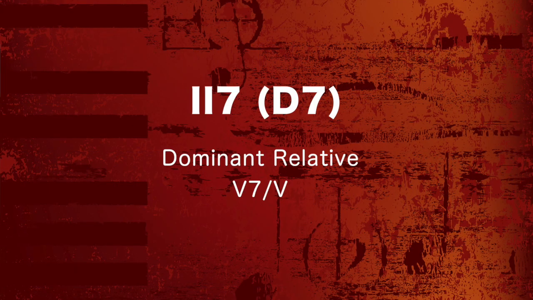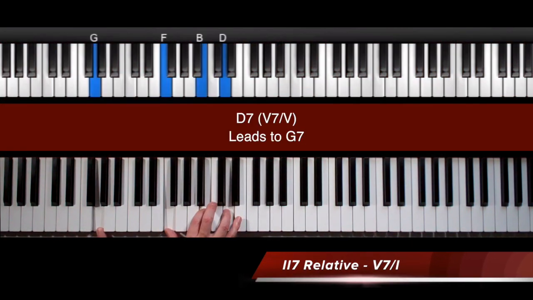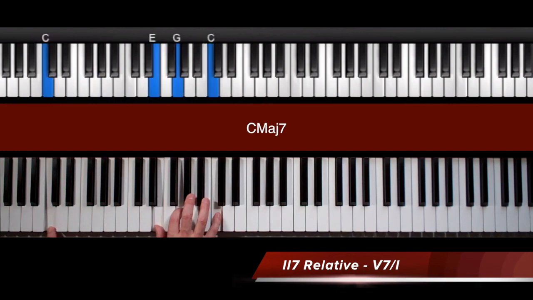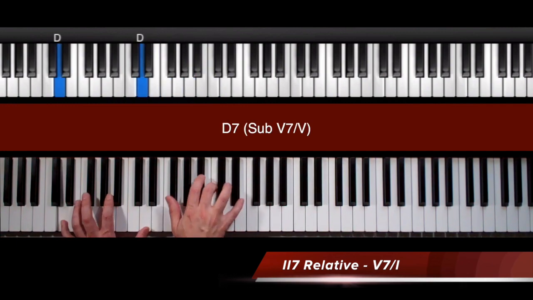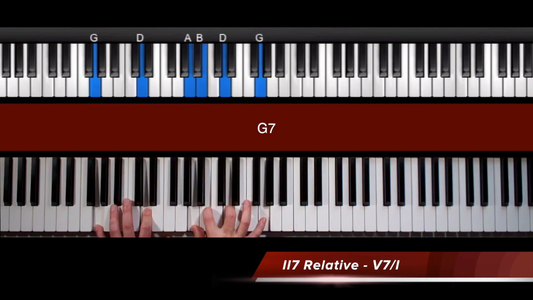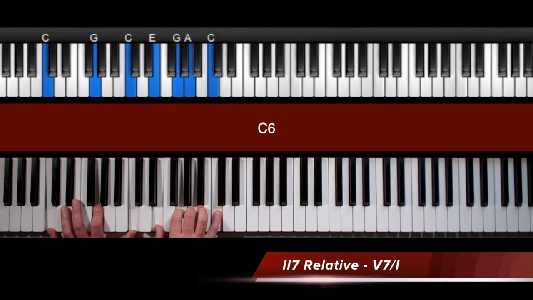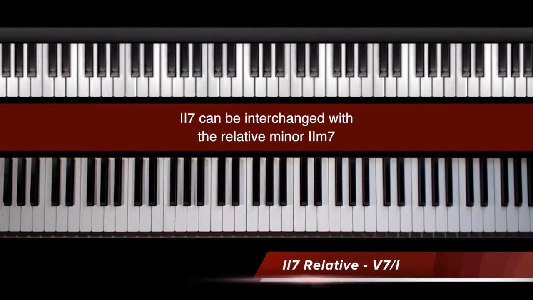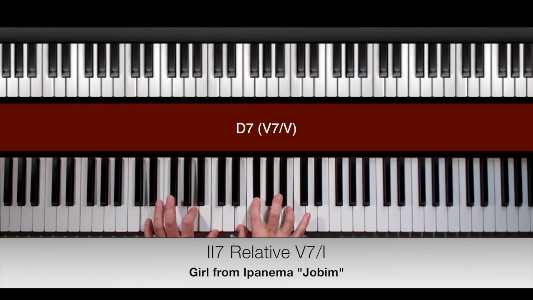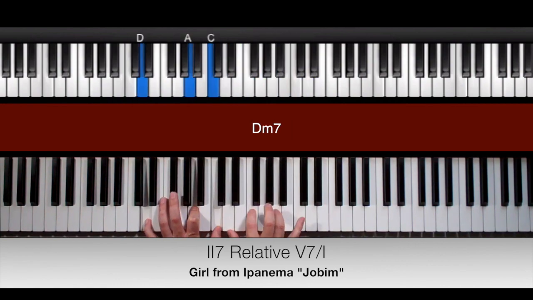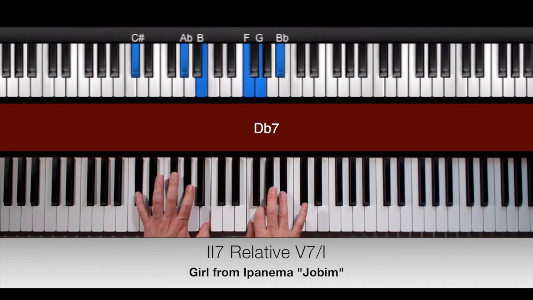We're gonna see this one. The 2-7 is a dominant relative of the 5th degree. The D7 leads to G7. Then it can be used as a stepping stone to get to G7. Passing chord to G, passing chord to C. The 2-7 can be interchanged with the relative minor 2 minor 7, like in Girl from Ipanema, from C major 7 to the 2-7 dominant relative to the 2 minor 7, substitute of G, back to C, playing with the flat 2-7.